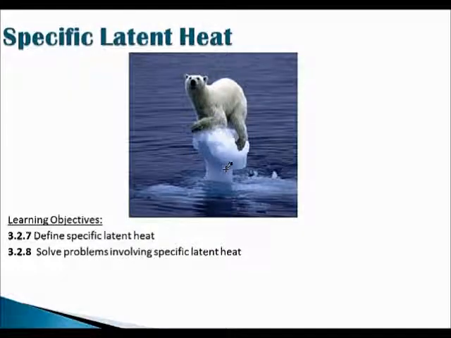Okay, so now we're going to look at a specific example involving specific latent heat, and we're also going to add specific heat capacity to that. Okay, so this is a bit of a long example, but hopefully by the end you can understand how we can use all of these to find basically the changes in temperature of certain materials.